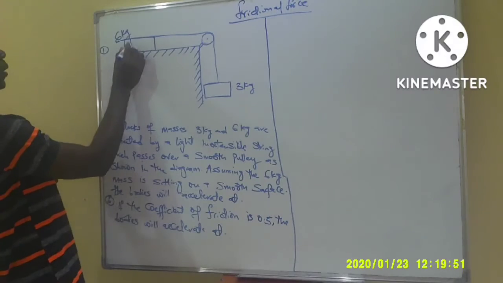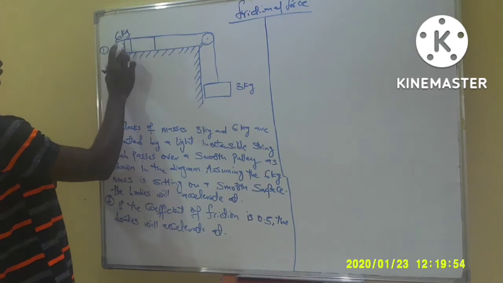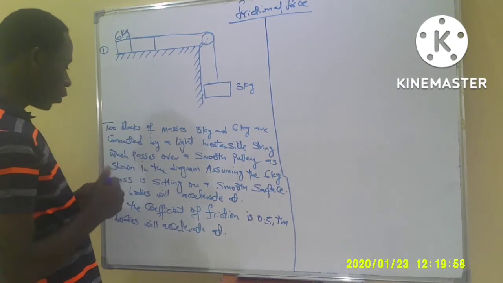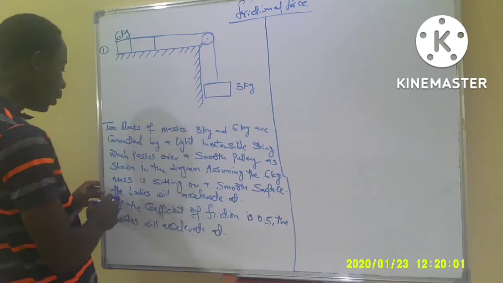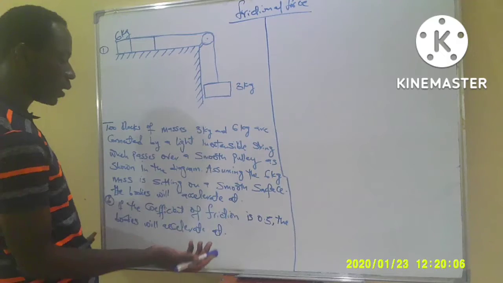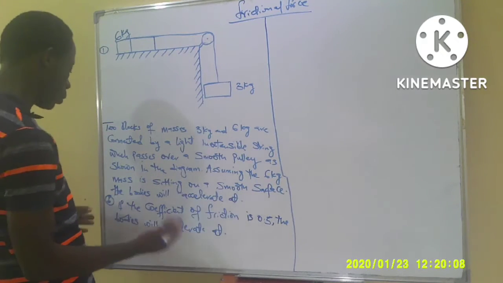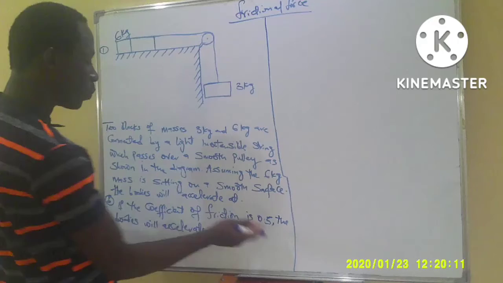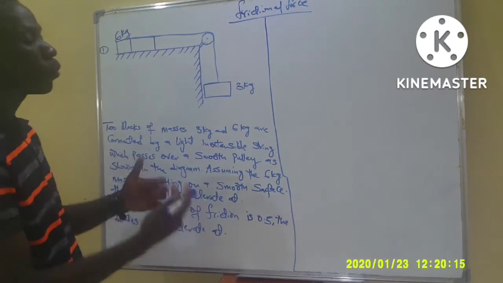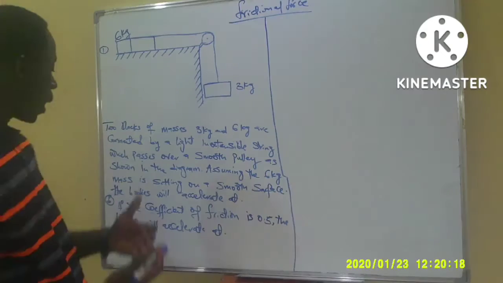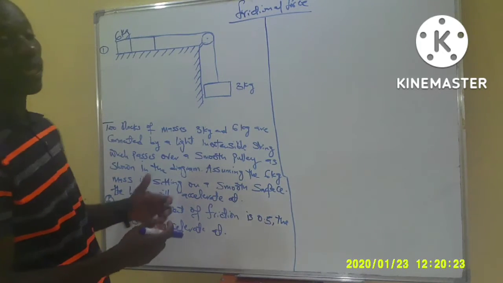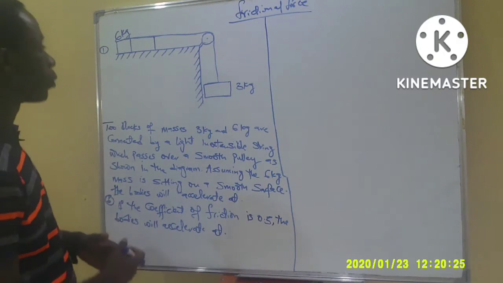The video sitting like this. Yes, maybe 6 kilogram. Let me do it like this. 6 kilogram on a smooth surface. The bodies will accelerate at dash. They are trying to look for the acceleration. Then if the coefficient of friction is 0.5, the bodies will accelerate at dash. So the two questions are: what is the acceleration when the body is sitting on a smooth surface, and when the coefficient of friction is attached, what is the acceleration?